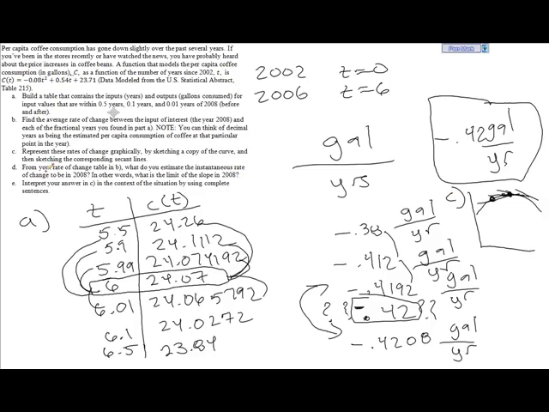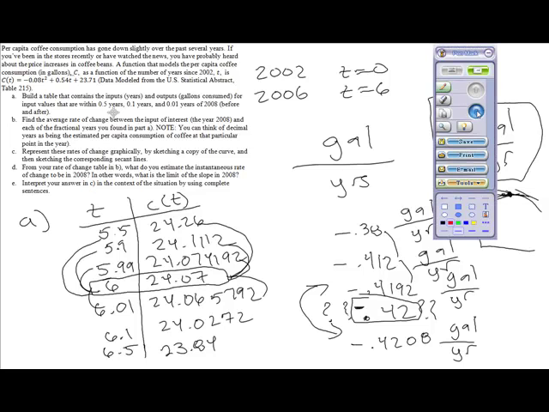Part D: from your rate of change table in B, what do you estimate the instantaneous rate of change to be in 2008? In other words, what is the limit of the slope in 2008? I think we've already established that. We established that it was negative 0.42. And interpret your answer in C in the context of the situation by using complete sentences.